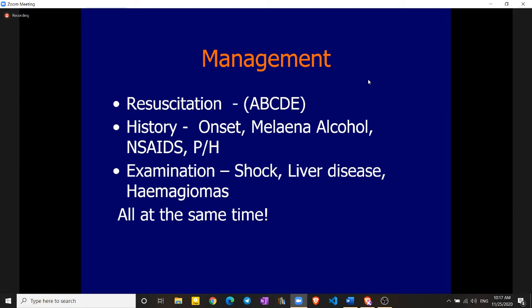Having said that, if there is a huge bleed, massive bleed, then you can get something called hematochezia, right? Hematochezia is the passage of red fresh blood per rectum due to an upper GI cause. It's important. Normally, bleeding PR, fresh blood from the rectum means it's from the left side of the colon. However, if you have bleeding like this, fresh blood, then of course it is called hematochezia. That means it's a very serious condition. So then examination is important. There's shock, liver disease, hemangiomas, and you have to do all this at the same time. Next one.